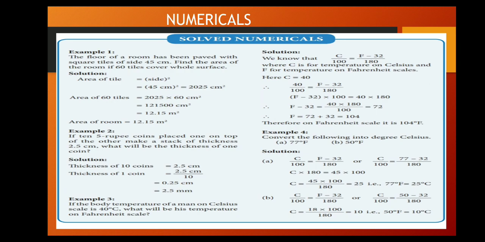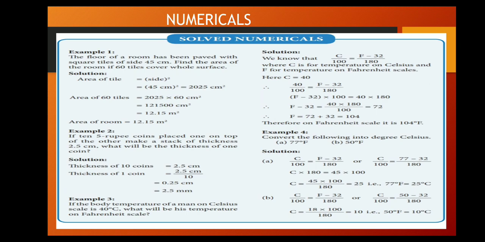Example 2. If 10 five-rupee coins placed one on top of the other make a stack of thickness 2.5 centimeter, what will be the thickness of one coin? Solution. Thickness of 10 coins is 2.5 centimeter, and the thickness of one coin will be divided by 10. So 2.5 divided by 10, the point goes one place towards your left, that is 0.25 centimeter. If you want to convert it into millimeter, when you multiply 0.25 by 10, you will get 2.5 millimeter.